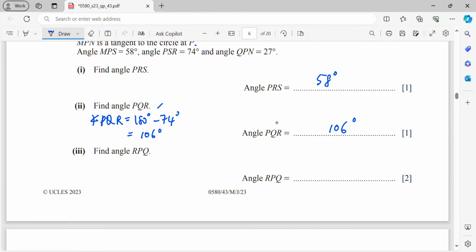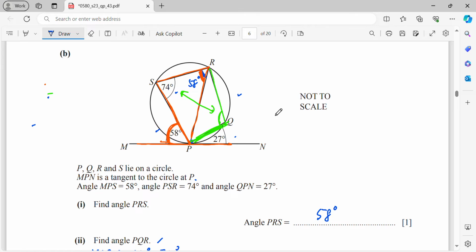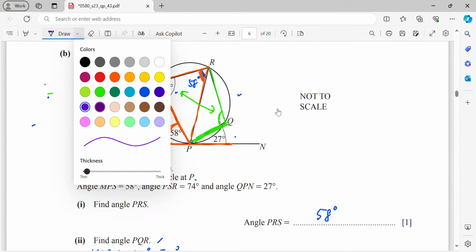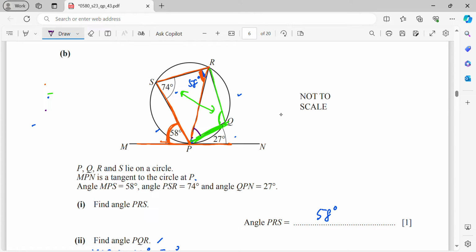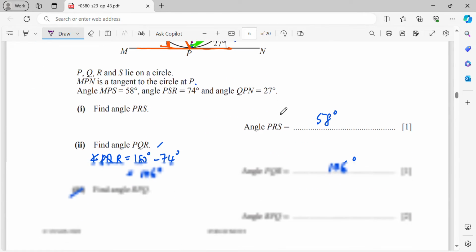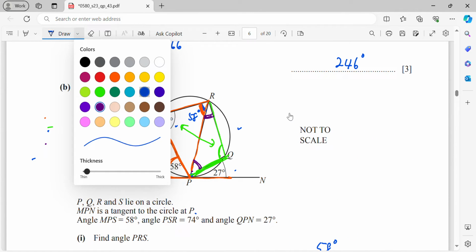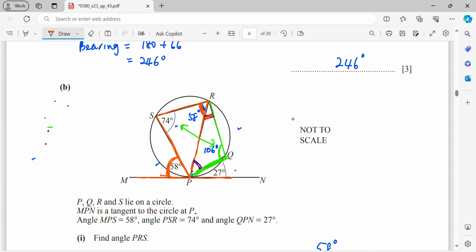Right. Now, the part, find the angle RPQ. So RPQ, let's see. RPQ, which is here. To find this angle RPQ, I will have to find the other angle, because I have found the green color. The green color is basically 106. As long as I know this angle, the PRQ, then I can use the properties of a triangle, which is that the total angle is 180 degrees, to get the RPQ.